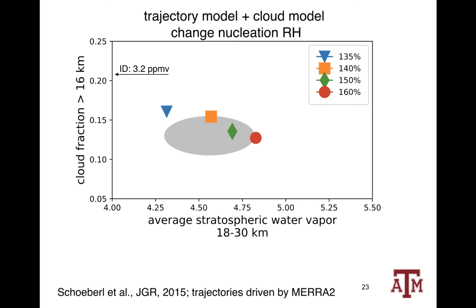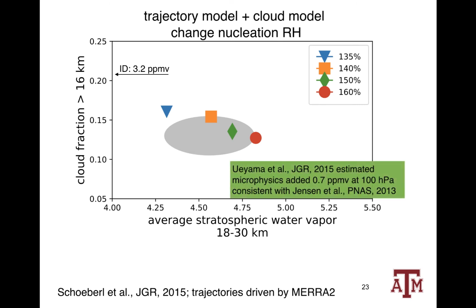And this is consistent with Uyama, who estimated that microphysics added about 0.7 ppm at 100. We see a little more than that in this paper. And then in Eric Jensen's PNAS paper, where he looked at the Global Hawk data, you see supersaturation all the time. So this is not at all unreasonable.